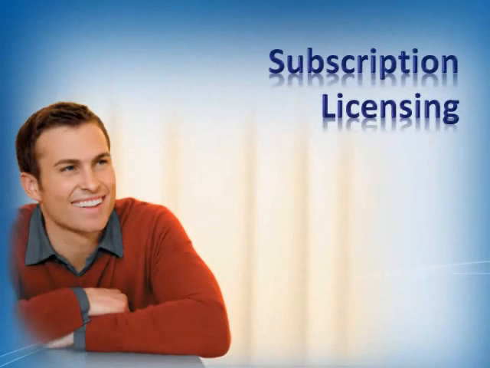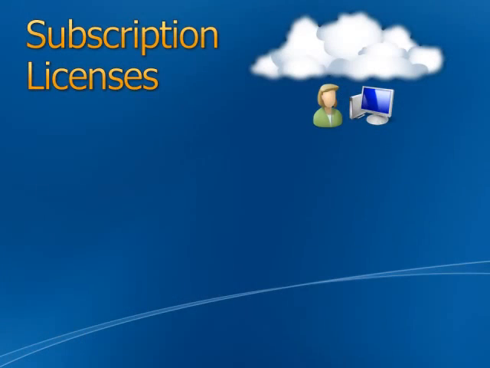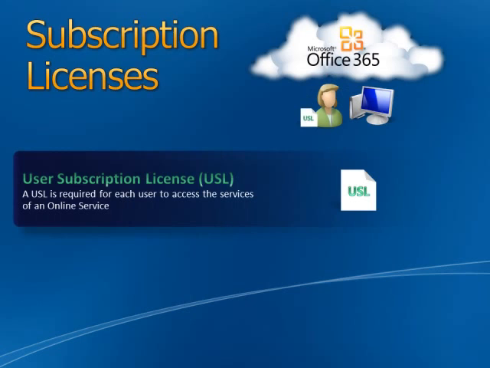Let us now move on to take a quick look at subscription licensing. There are a number of different types of subscription license, but we are just going to focus on 2 of them today. Subscription licenses are generally required when accessing one of our online services, such as Forefront or Office 365. The first license to look at is the User Subscription License, or USL. This license is required for each individual user to access the services of an online service, such as Office 365.